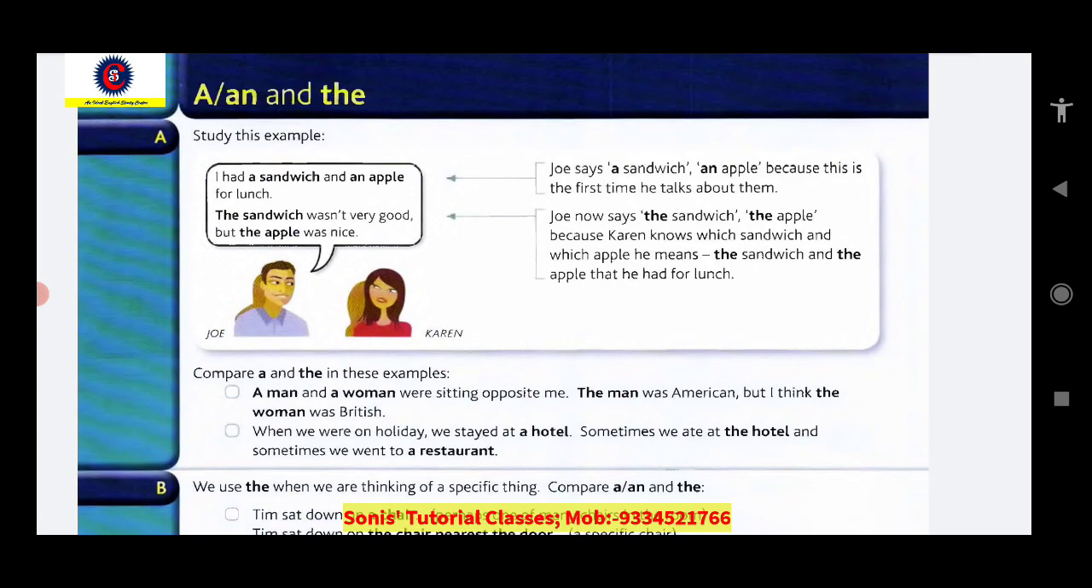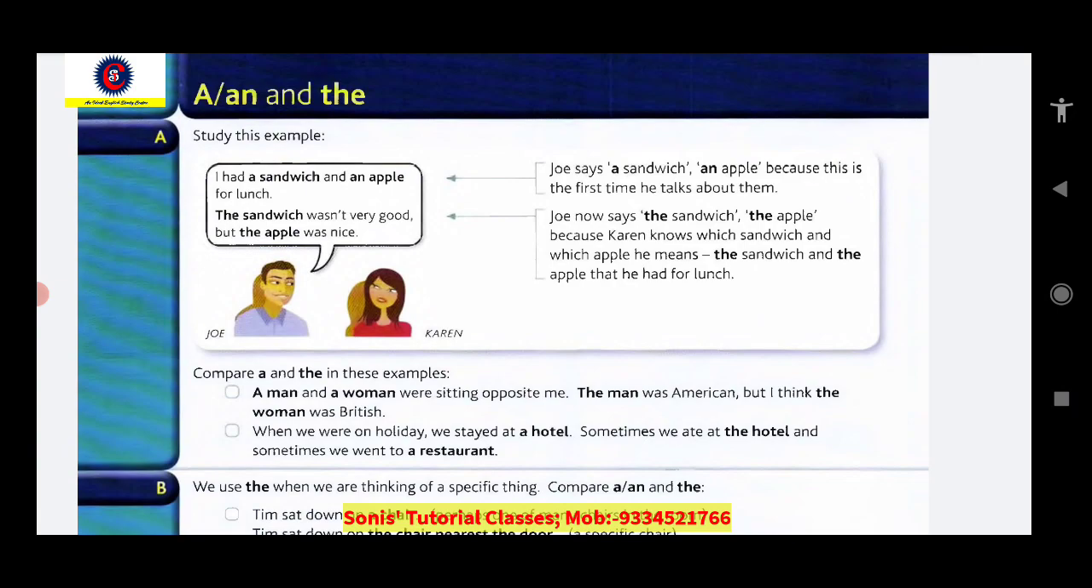Before I teach you anything, pause the video and read the sentences given in this example. See, Joe and Karen are talking. Joe says, I had a sandwich and an apple for lunch. The sandwich wasn't very good, but the apple was nice.